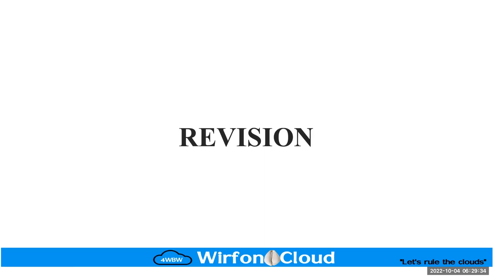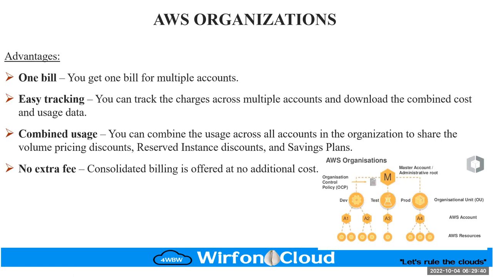So we have come to the end of the first part of this billing and pricing. We've looked at the cost drivers. We've looked at the different cost tools: the TCO calculator, the AWS Pricing Calculator, the Cost Explorer. We have looked at the Cost and Usage Report, the AWS cost allocation tags, and we've also looked at AWS Organizations.